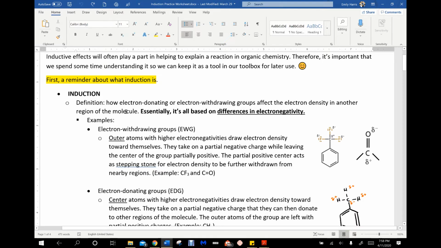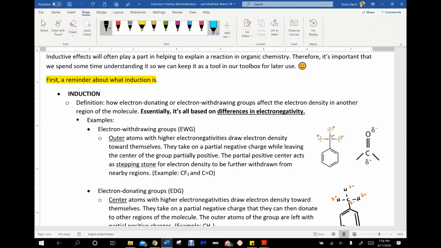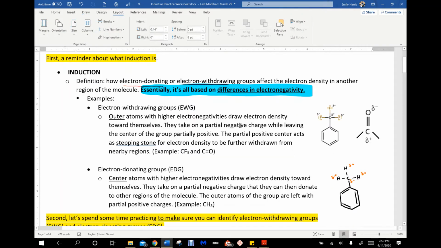What happens in induction is you either have electron donating or electron withdrawing groups that then affect the electron density in another region of the molecule. Essentially, it's all based on differences in electronegativity. And so let's talk about those two different types of groups right quick.